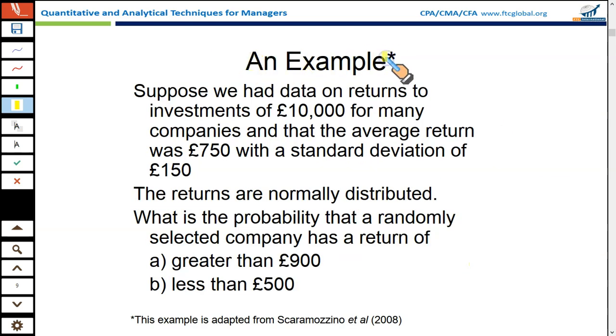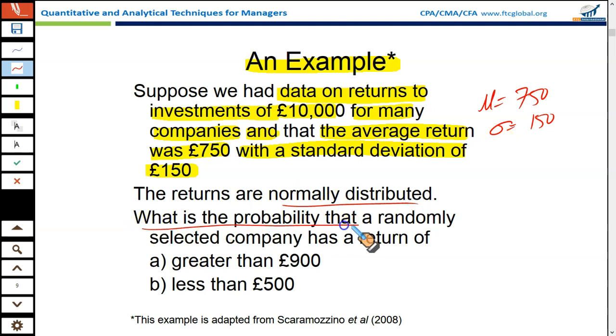So here's a good example that should explain the idea. Suppose we had data on returns to investments of £10,000 for many companies, and that the average return was £750. That's the mean, with a standard deviation of £150. So what we have been given is the mean, 750 pounds, and the standard deviation, 150 pounds. Now we need to transform this into a standard normal distribution. The returns are normally distributed. What is the probability that a randomly selected company has a return of greater than 900 pounds, or less than 500 pounds?